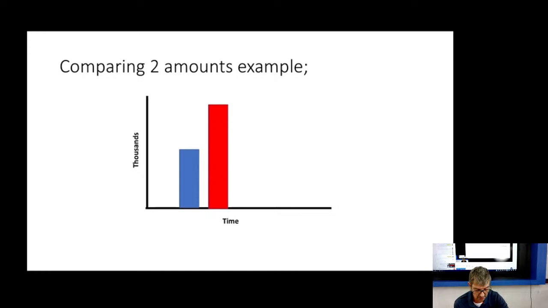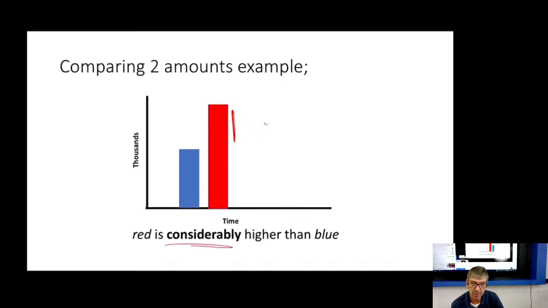Okay, so here's an example just to make sure it's clear for you. How would you describe the difference between red and blue bars in this bar chart? So it's considerably higher. It's higher by how much? Well, the amount is a lot or very much. So then we'd use something like considerably to explain that.